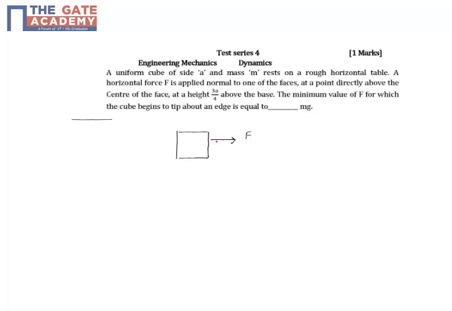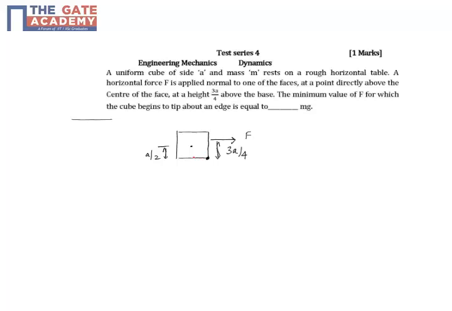the face at a height. So this is a bit above from the center of the face, so this is 3a by 4, and the center will be somewhere here. The height of the CG, it's a uniform cube, so the height will be a by 2. Now what is asked is the minimum value of F for which the cube begins to tip about an edge. When you apply F, for values of F higher than a certain value, it will start tipping over this point.